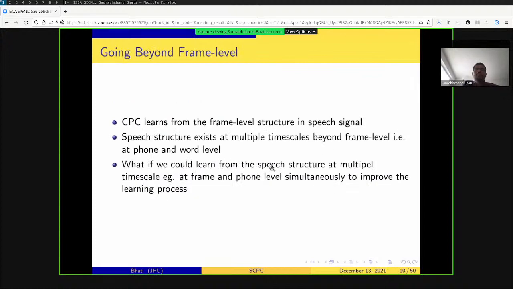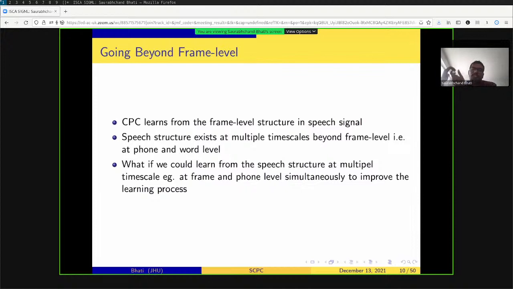But there's a limitation. CPC, or CPC for representation learning, or CPC for segmentation, they only look at the frame level structure of the speech signal, but the speech structure exists at multiple time scales. If you look at the typical language models, they are at phone level, word level, or even at sentence level. And so our question was, what if we could leverage speech structure at multiple levels? For example, if we could look at not just the frame level, but also at phone level or even higher.